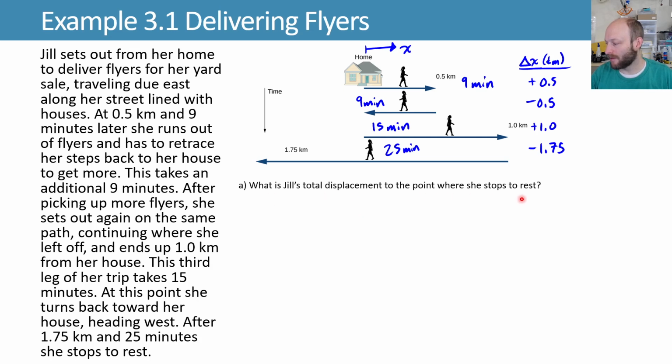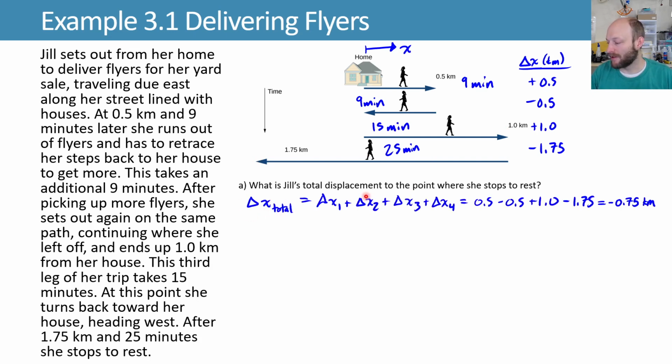So what's her total displacement to the point where she stops to rest? Well, you might just be able to figure this out as, well, she was at positive 1, she goes negative 1.75, so it's negative 0.75. We're going to go ahead and write this out with the equation to show that. Our total displacement is you add up the displacement from all these legs. And so plus 0.5, minus 0.5, plus 1, minus 1.75 gives us a displacement of minus 0.75 kilometers. So we could say that's a displacement of negative 0.75 kilometers in the x direction. Or, if I wanted to put this in terms of east and west here, we could say 0.75 kilometers to the west of where she started is her total displacement.